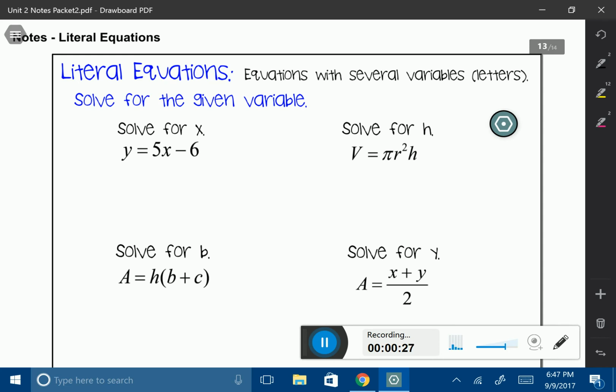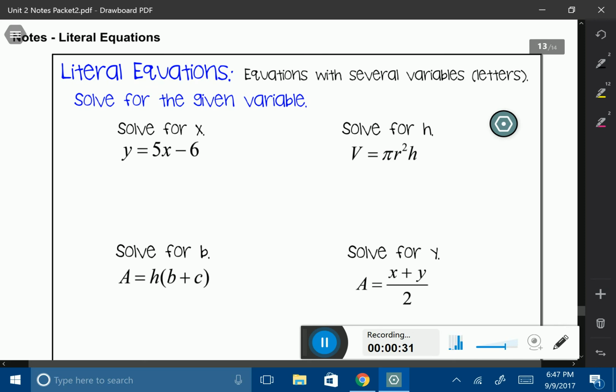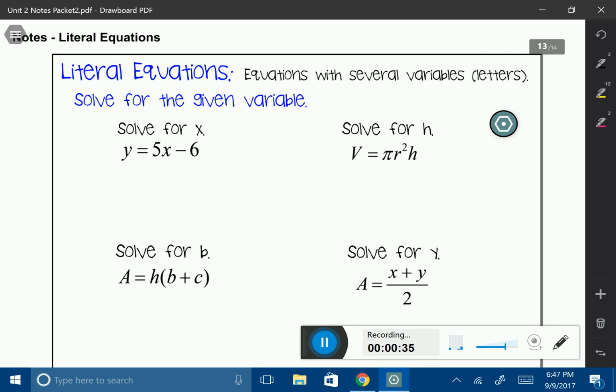So let's take a look at some examples of how to solve literal equations. You notice that I have this equation here, y equals 5x minus 6. The goal here is to solve for the variable x. It's similar to what we've always been doing, we're solving for the variable, but you notice that we have another variable here, y. So try to keep your focus on doing all of the steps that we've been doing this entire unit and just solving for that variable x.